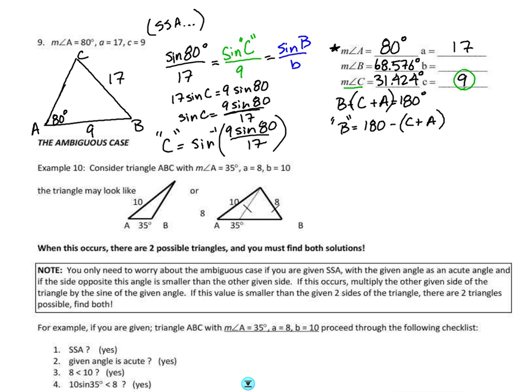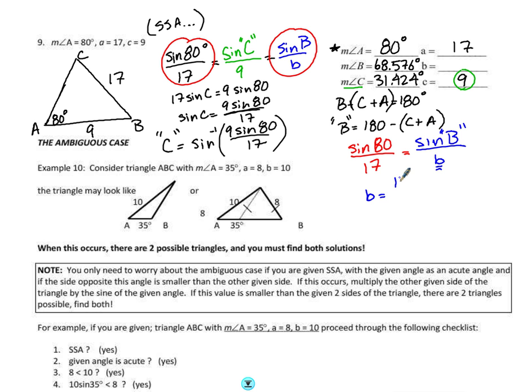So sine of 80 degrees over 17 is equal to sine of B, which I know what angle B is. I can put that in later on if I want to by hitting second negative sign. All over my little side b, which is what I'm trying to find. So I'm solving for this little b right here. Cross multiply and divide, which means that b, little b, is equal to 17 times the sine of angle B, which I know in my calculator is 68.57 whatever, all over sine of 80 degrees.